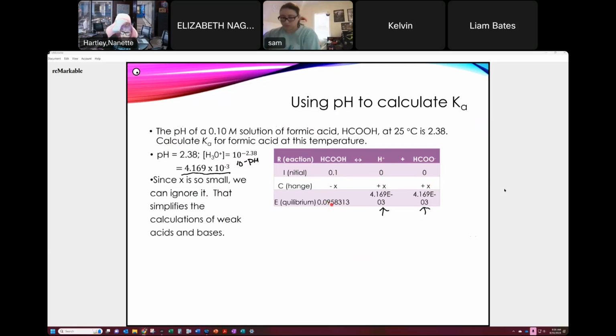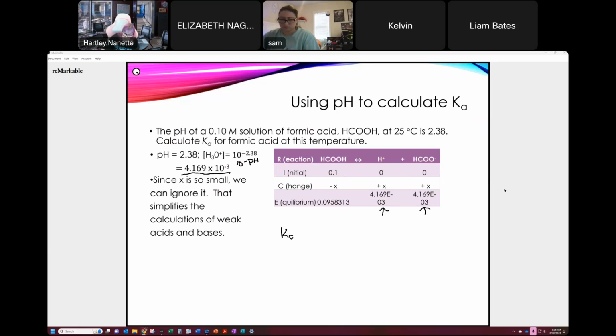I am making the assumption here that everything is really, really small. You can see that we've got a very similar number when we do this, so we could make that assumption. That's fine. That simplifies our math. And this is the value that I have for the X here.